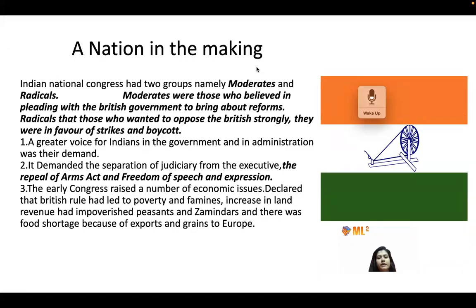Now, a nation in the making. How was a nation made? That is the India today. India was made. The Indian National Congress had two groups, namely moderates and radicals.